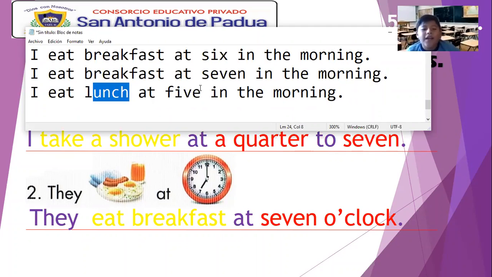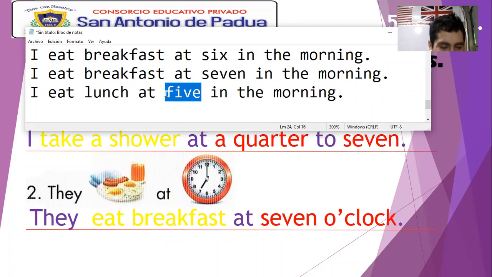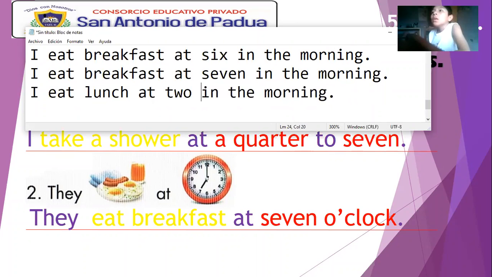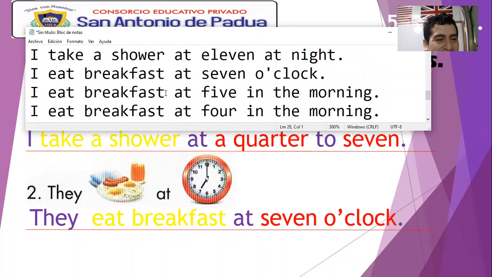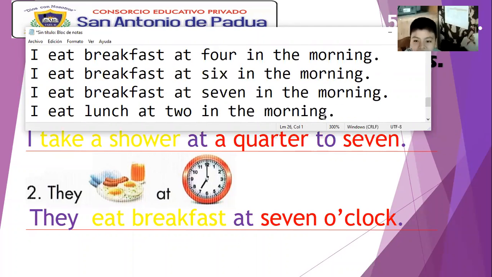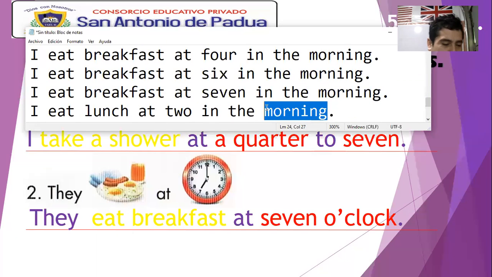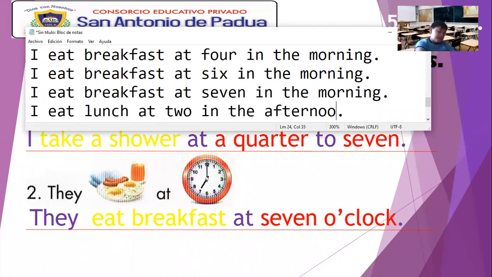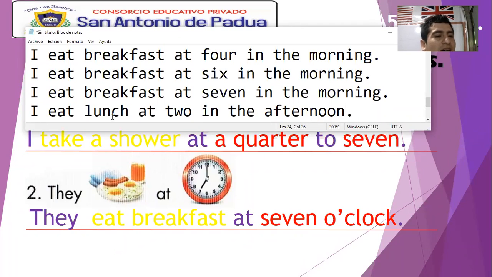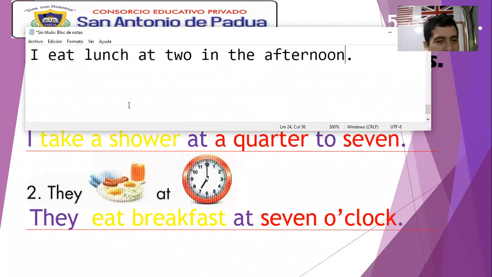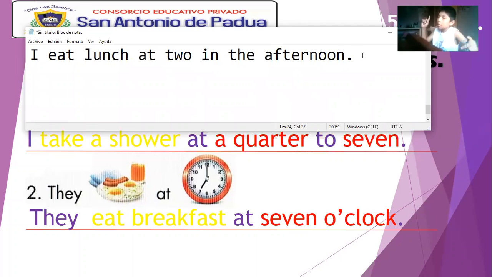Yo dije. Almorzar, please. Yo creo que sea a las 3, ¿no? At 2. Yo creo que almuerzan a 2. At 2 in the afternoon. Es lunch. Yeah, porque lunch it means almuerzo. No creo que sea hasta las 2 de la mañana. No, no, no. At 2 in the afternoon, en la tarde. Well, lunch es a las 5 o a las 6 de la noche. No, 2 de la tarde. No, almuerzo. Lunch it means almorzar. I eat lunch at 2 in the afternoon. Yo almuerzo a las 2 de la tarde.